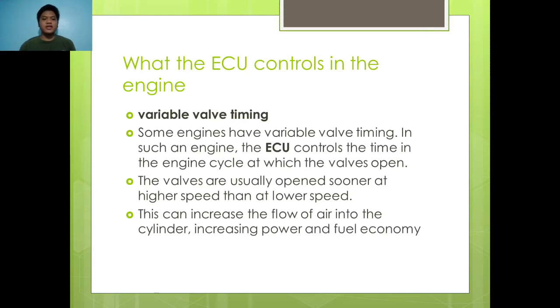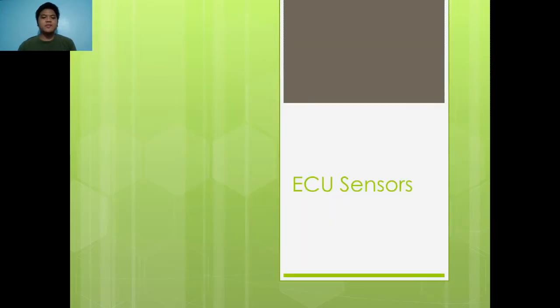Variable valve timing. Some engines have variable valve timing. In such an engine, the ECU controls the time in the engine cylinder at which the valve opens. The valves are usually opened sooner at higher speeds than at lower speeds. This can increase the flow of air into the cylinder, increasing power and fuel economy.